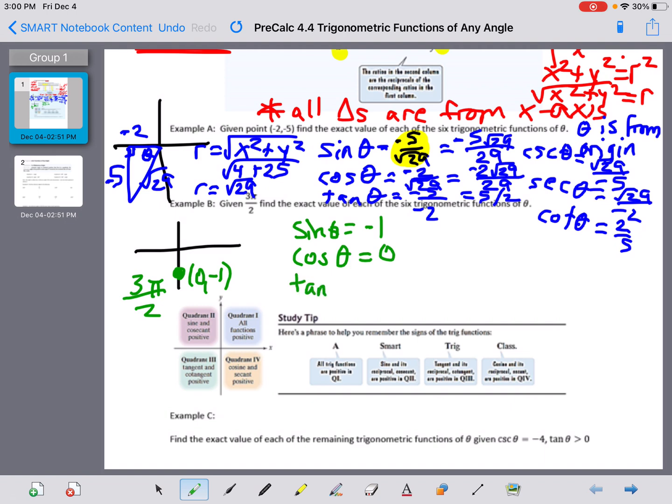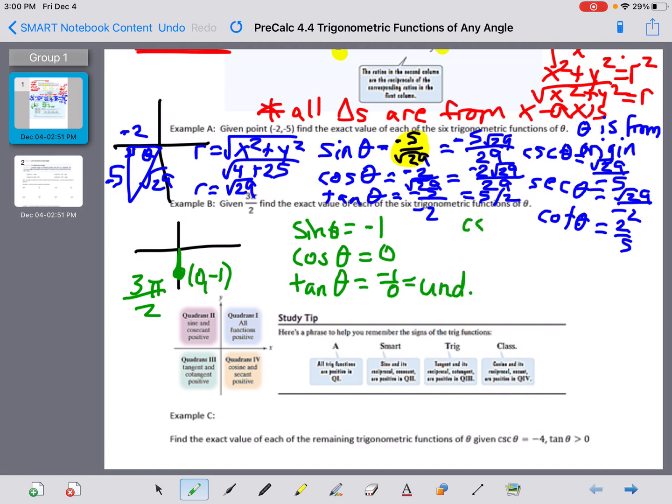Tangent of theta. Now remember, tangent is sine over cosine, or y over x. So that'd be like -1 over 0, because there's no angle that I can even see there, even though 3 pi over 2 is an angle. It's right there on the line, right? There's just no triangle. And my tangent is undefined.